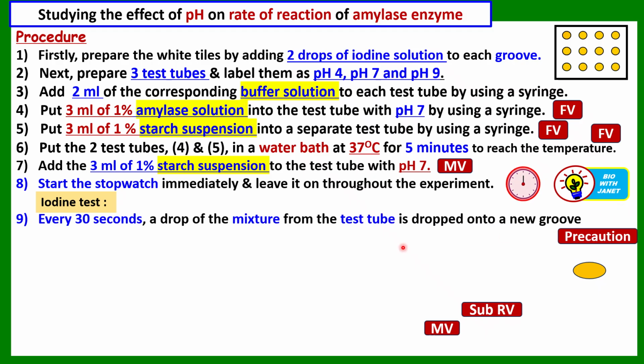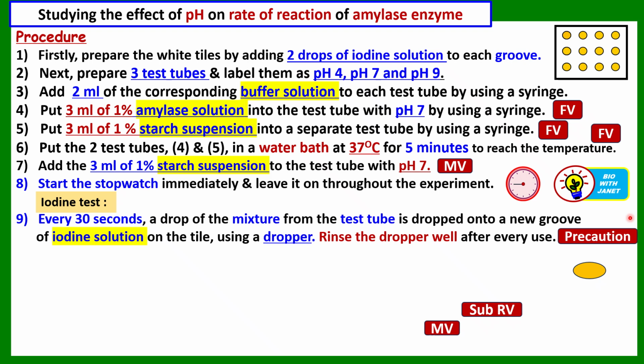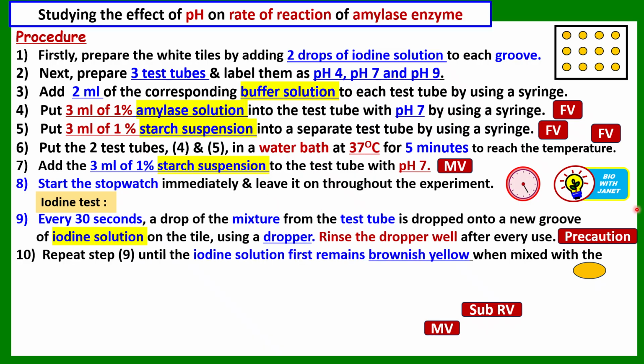Then you do the iodine test. Every 30 seconds, a drop of the mixture from the test tube is dropped onto a new groove of iodine solution on the tile using a dropper. The precaution is to rinse the dropper well after every use so there are no traces of starch in the dropper, or else it will affect the results of the experiment. So rinse the dropper well, make sure it's clean. Another precaution is we must stir the mixture. Stir the mixture in the test tube well when you mix in the starch with the amylase enzyme.